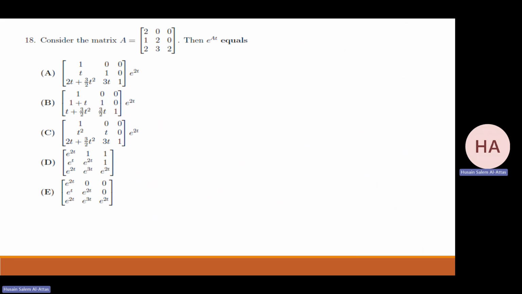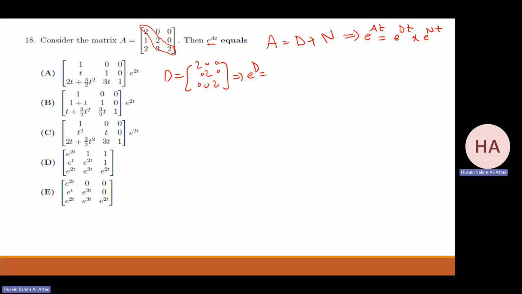Okay. Now he wants e to the power At, but this is very clear. It's a diagonal plus a nilpotent. A will be D plus N. So e to the power At will be e to the power Dt times e to the power Nt. D is what? 2, 2, 2, 0, 0, 0, 0, 0, 0. So e to the power Dt is e^t, 0, 0, 0, e^t, 0, 0, 0, e^t.